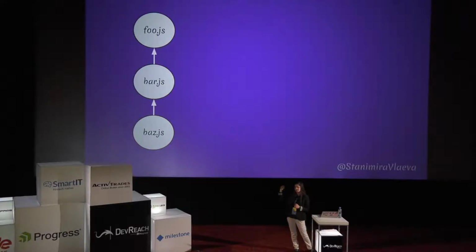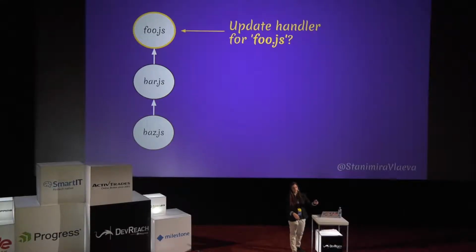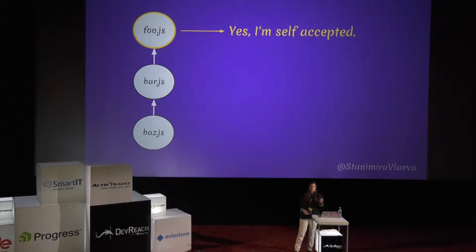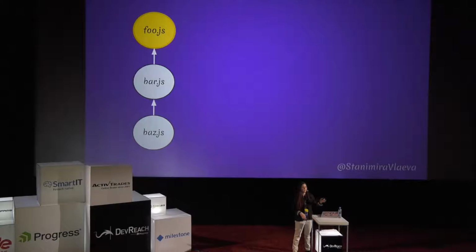Let's say that we have this simple hierarchy here. We have full.js, and bar.js depends on it, and so on and so on. We make a change to full.js, and it is self-accepted. So Webpack goes ahead and asks full.js, do you have an update handler for yourself? Full.js says, yeah, I'm self-accepted, everything's fine. And Webpack goes ahead and executes full.js. But its parents are not notified. So when is that okay?